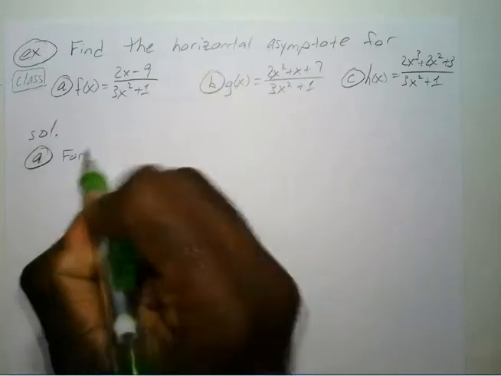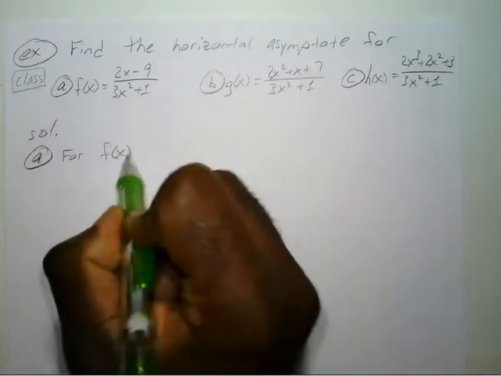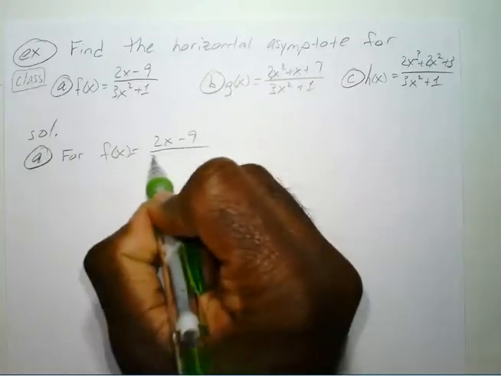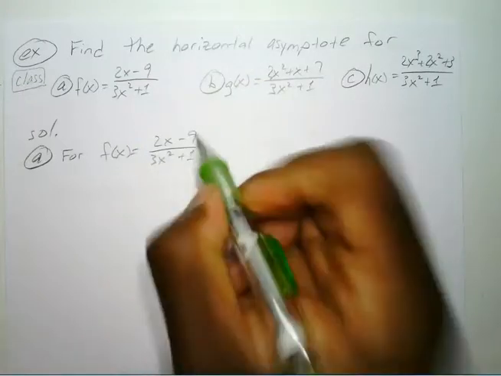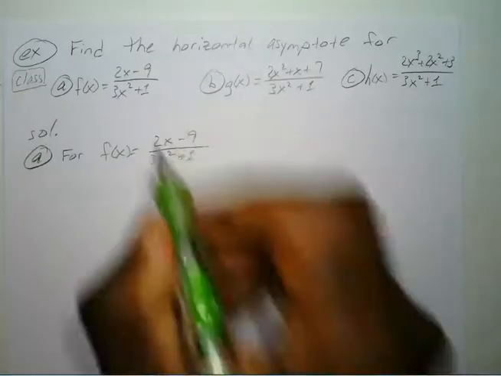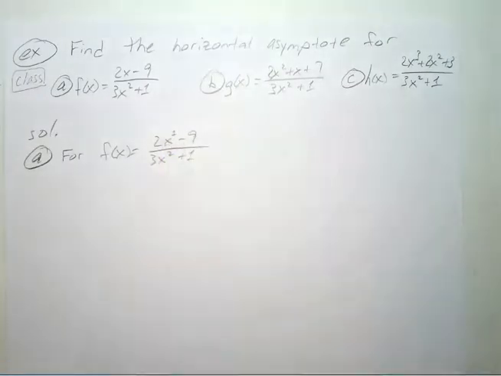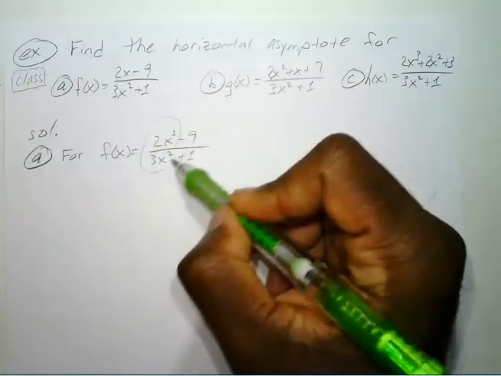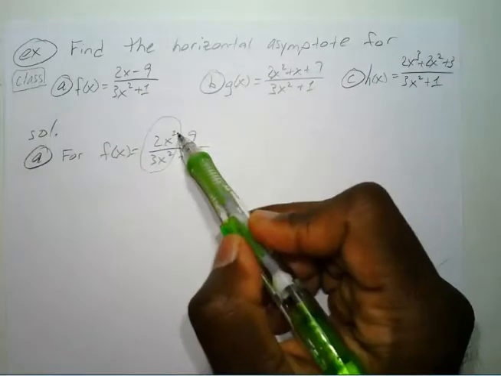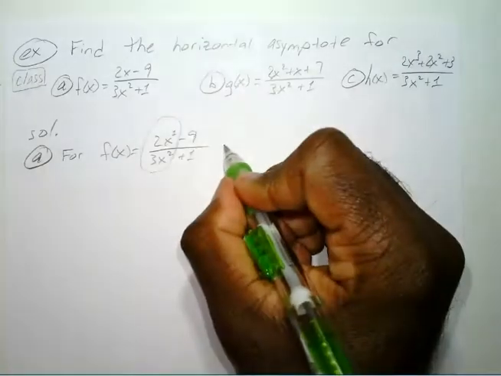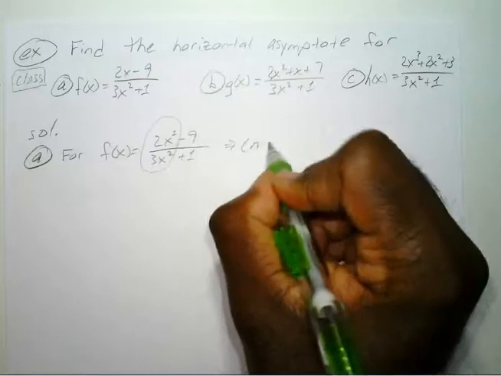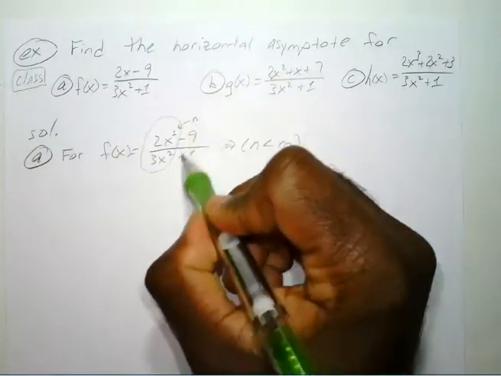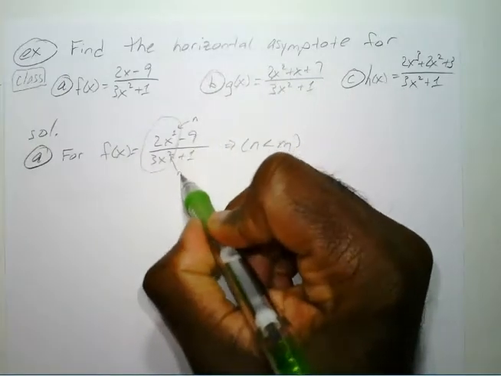Okay, so for f of x equals 2x minus 9 over 3x squared plus 1, when there is no exponent, x is just x to the first power. Okay, so we're just going to look at this first term. This is your n, this is your m. So we see here that n is less than m. Remember, this is your n, and this 2 is your m.